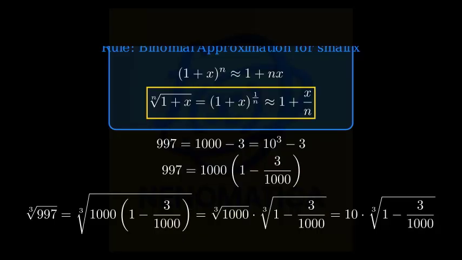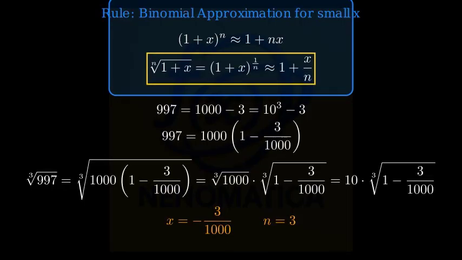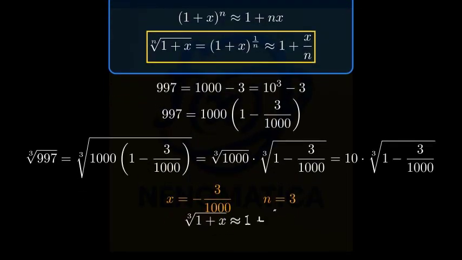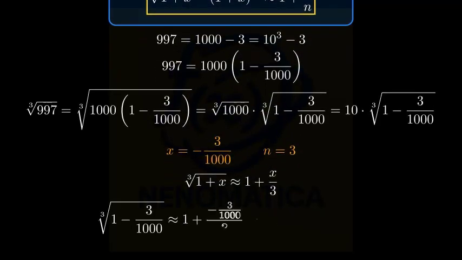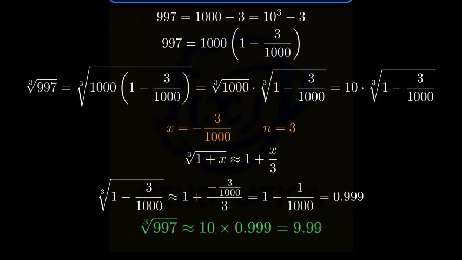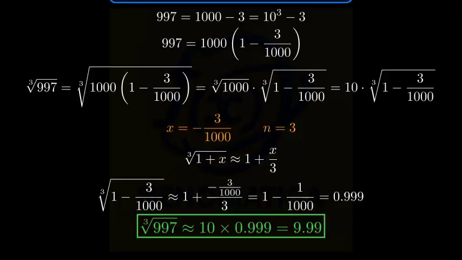We will now apply the approximation to the cube root factor. Here x equals negative 3 over 1000 and n equals 3. So the cube root of 1 plus x is approximately 1 plus x divided by 3. That equals 1 minus 1 over 1000, which is 0.999. Now multiply by 10. Therefore, the cube root of 997 is approximately 10 times 0.999, which equals 9.99.